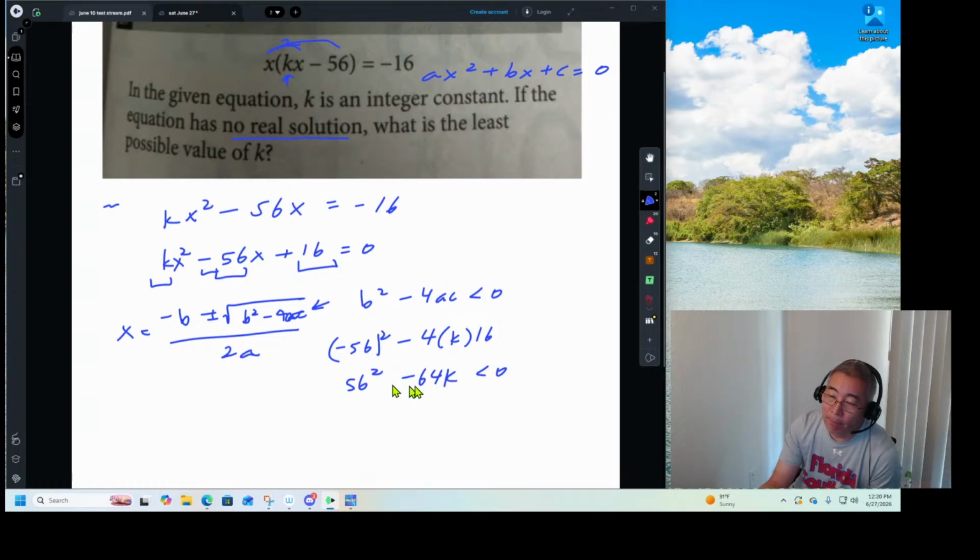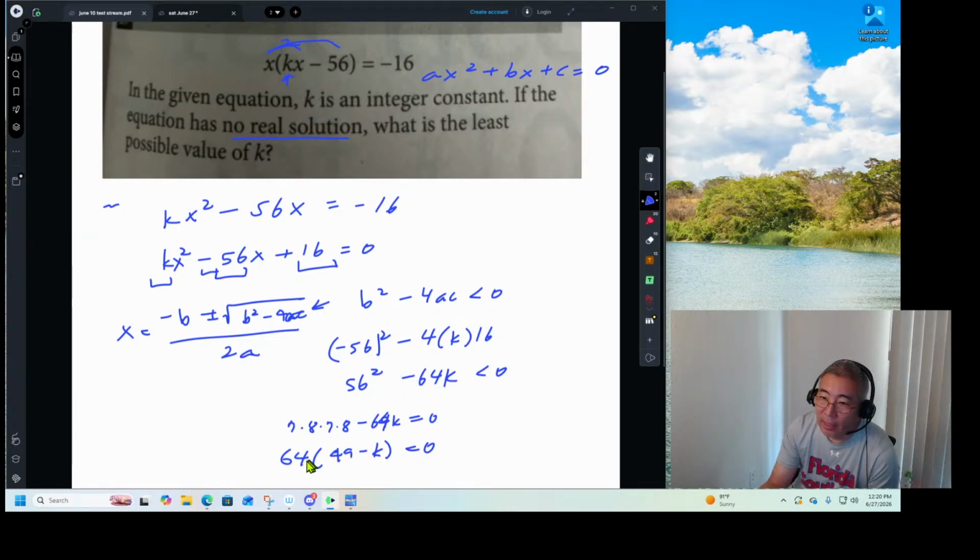In order to figure out what the boundary value of k is, we need to set it equal to 0 temporarily. See what value of k makes it exactly 0. And just so that we don't have to do 56 times 56 without a calculator, I'm just going to write this out as 7 times 8 times 7 times 8 minus 64k. 64 is 8 times 8, right? So I could factor out a 64, and I would have 49 minus k equals 0.